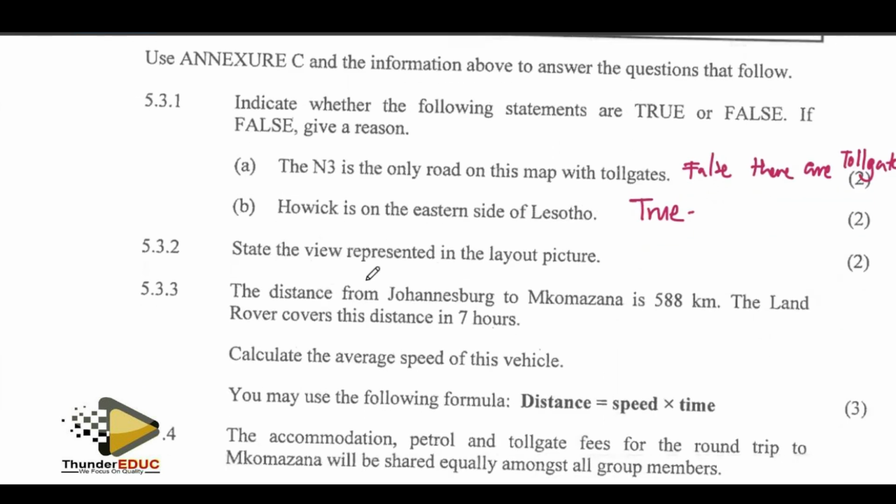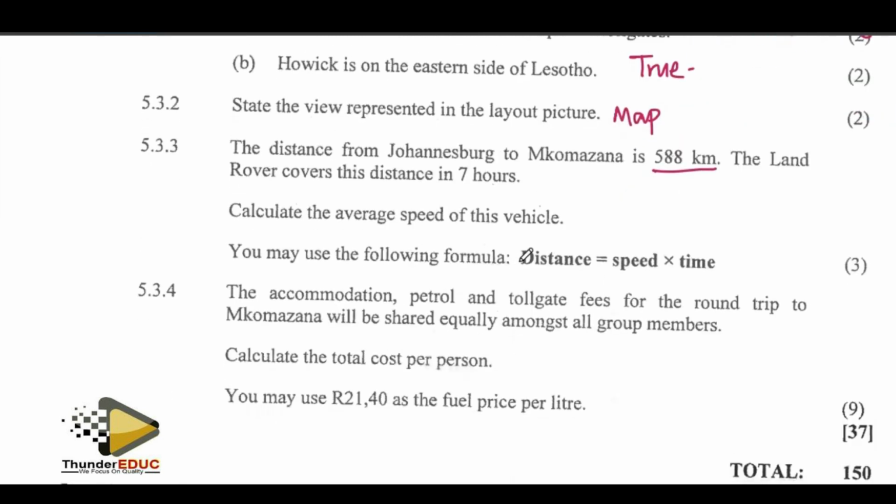State the view represented in the layout below. We shall say it's a road map. The distance from Johannesburg to Makos is 588 kilometers. And the Land Rover covers this distance in 7 hours. Calculate the average speed of this vehicle.